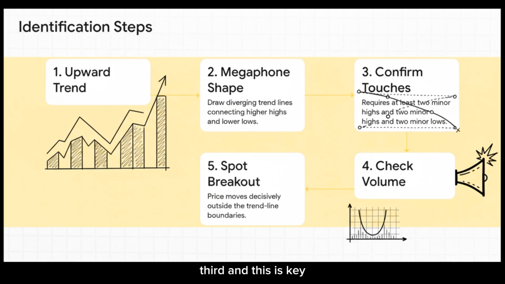Third, and this is key, you need to confirm the touches on those lines. Fourth, take a peek at the volume. It should get heavier as the price swings get wider, which confirms that battle is getting more intense. And finally, number 5, you wait for the breakout. That's the moment the price finally escapes the pattern.